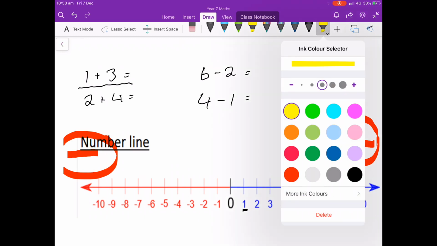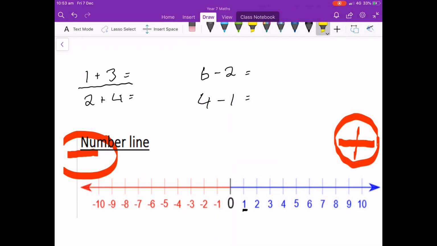Just get rid of that colour for a minute, go back. So, going back to 1 plus 3. Okay, so there's 1. And we're adding, so we're looking to the right because here's our big plus, adding. And we're going to add 3. So starting at 1, 1, 2, 3. So our answer is 4. Alright, we'll try another one.